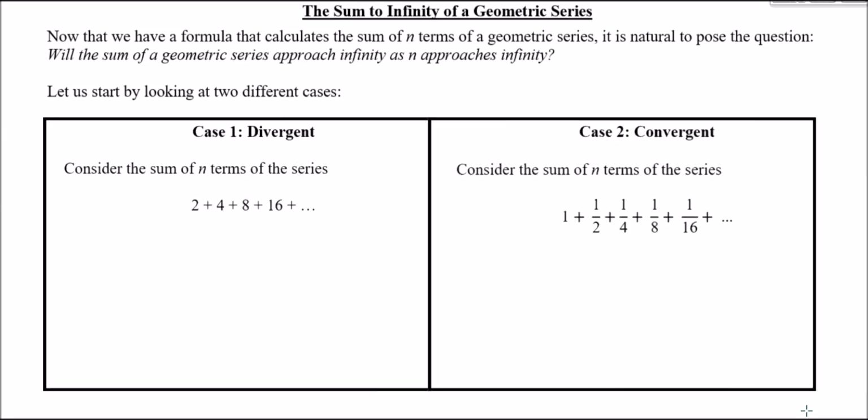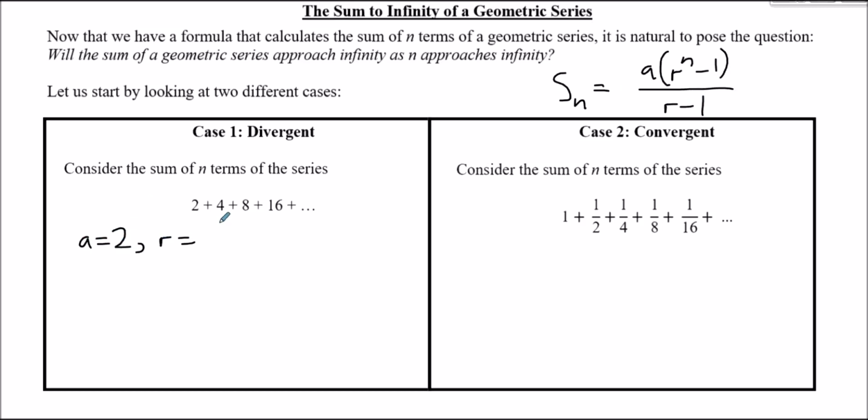Let's first of all look at two different cases here. So case 1 is divergence. So consider the sum of n terms of this series. So 2 plus 4 plus 8 plus 16 and so on. So we need to remember what the sum of the first n terms is. The sum of n terms of a geometric series is a brackets r to the n minus 1 over r minus 1. So here, the first term a is 2.